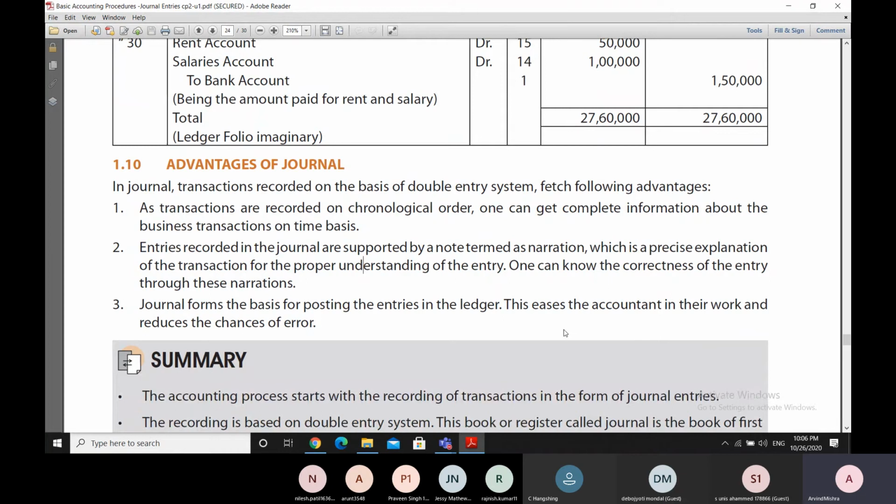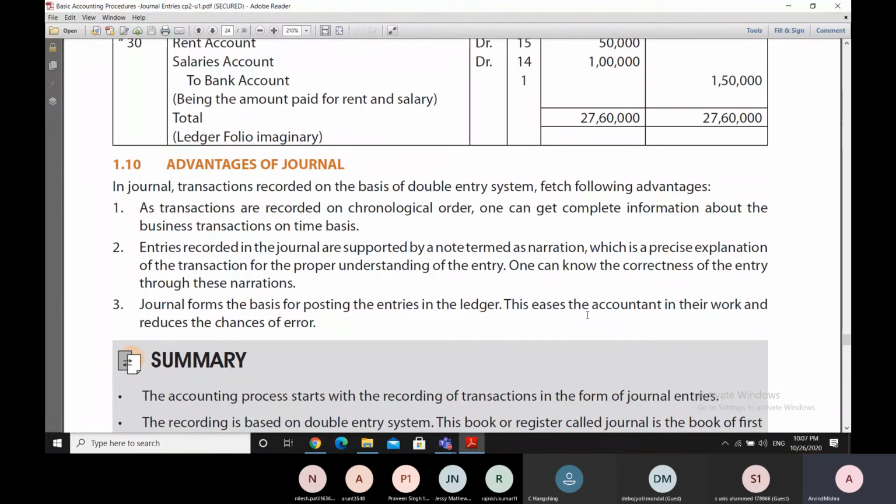The third advantage is that the journal forms the basis for posting the entries into the ledger. Because entries are posted into the ledger only from the journal. If journal was not there, posting in the ledger would become almost impossible. So entry into the journal predates or presages the entry in the ledger. Rather, all the entries in the journal are taken into the ledger.